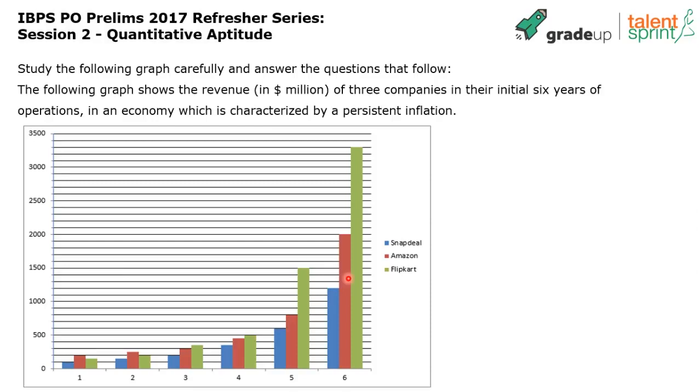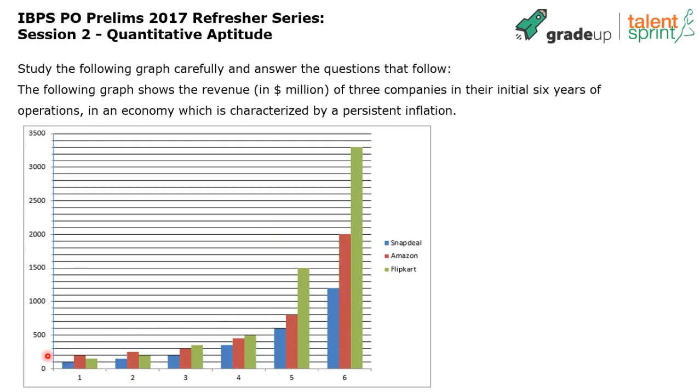So I think the graph is very simple. Like I had mentioned in session 1 as well, you have to understand the data very clearly before you proceed with the questions. You should be very clear as to what can be extracted from the graph before you start solving the question. This is a very simple one. We know the revenue of 3 different companies over 6 different years.